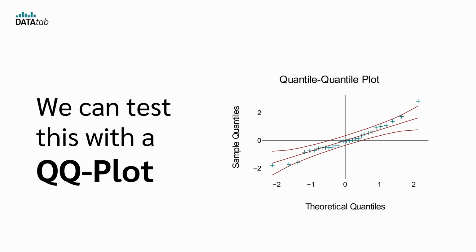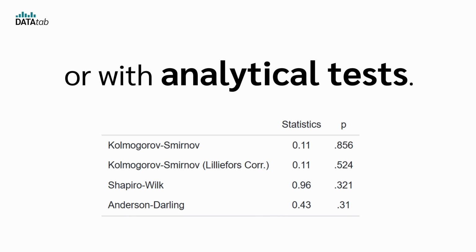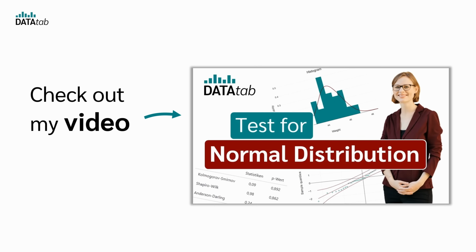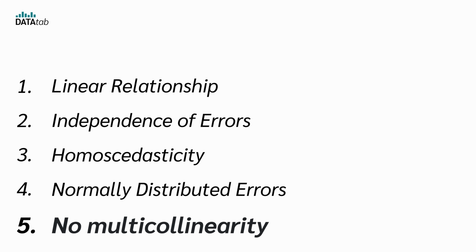We can test this with a QQ plot or with analytical tests. If you like, you can check out my video Test for Normal Distribution for a deeper dive. And what about the 5th assumption, no multicollinearity?